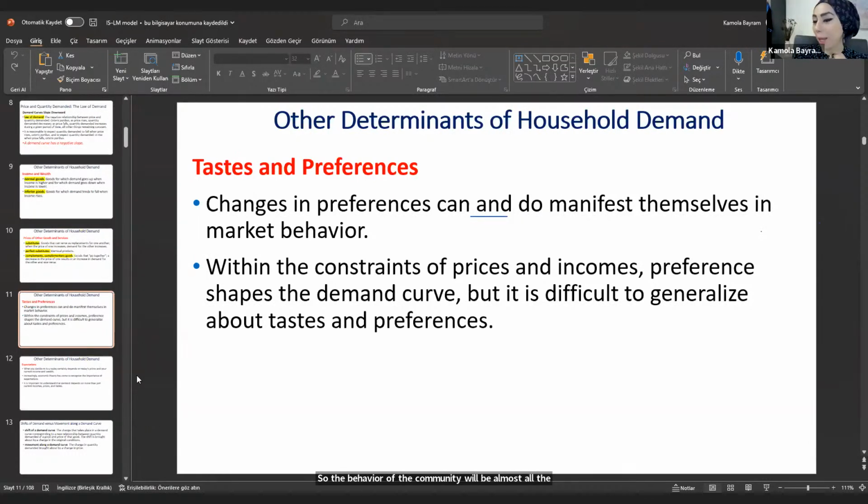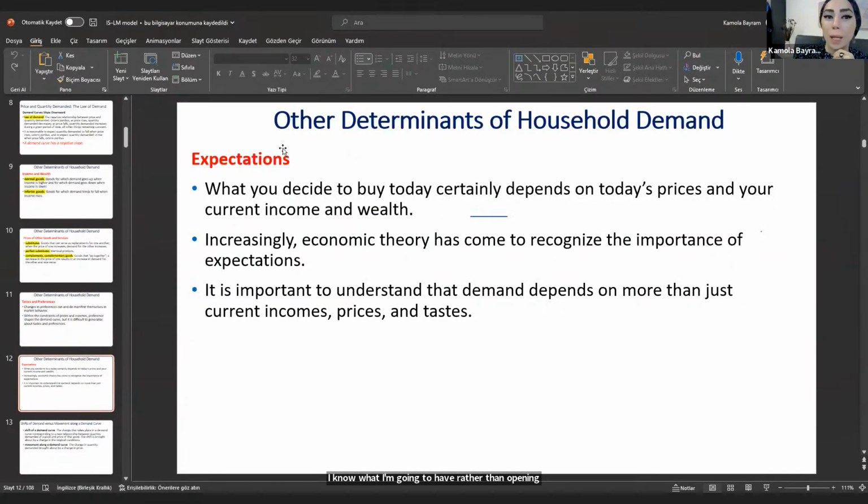But of course, then we will have products which are kind of universal. Why? You know why? When people travel abroad, they consume McDonald's, even if they don't like McDonald's, because it's something predictable. I know the taste. I know what I'm going to have, rather than opening yourself to risk and trying something which you don't know what type of effect it will have on your health. Well, now, a last one is expectations.